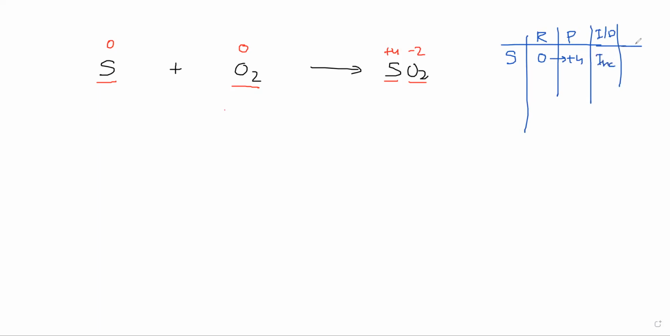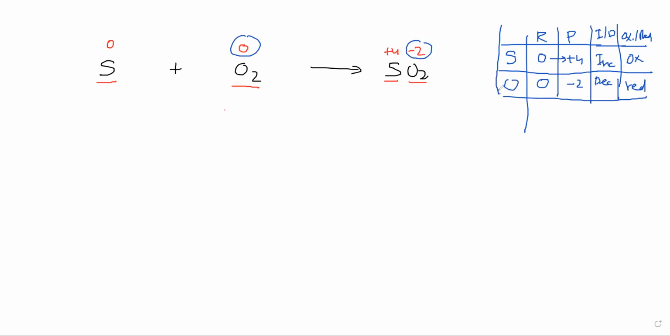So is sulfur getting oxidized or reduced? Oxidized, because the definition says that increasing the oxidation number is oxidation. Similarly for oxygen: what is the oxidation number in the reactant? 0, and in the product -2. It's decreasing, so oxygen gets reduced. This is the way you decide whether a substance is getting oxidized or reduced.